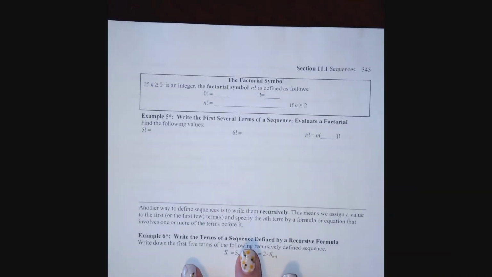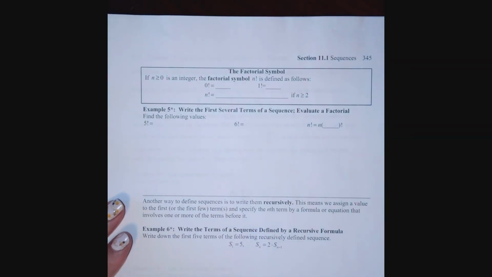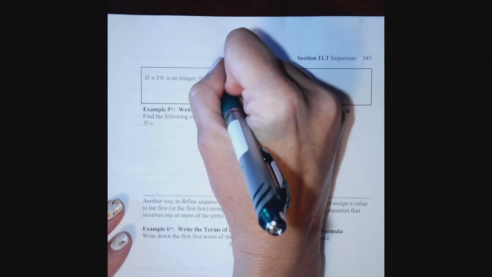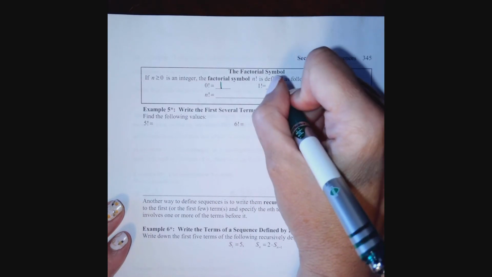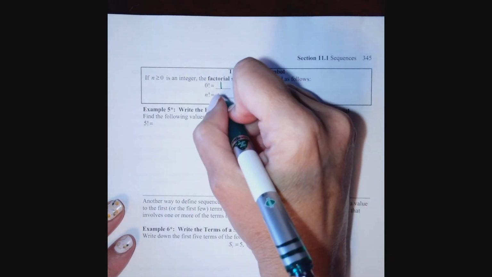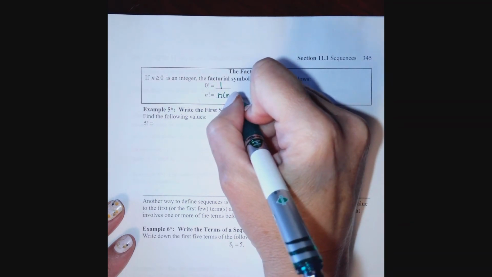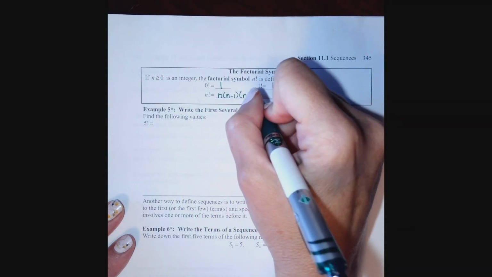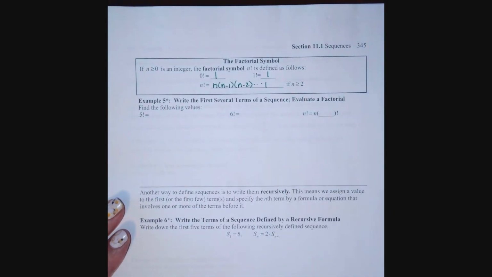And it's just defined as 1. So it is what it is. 0 factorial is 1. 1 factorial is also 1. In factorial, I start with n and I multiply my way all the way down until I get to 1, as long as n is 2 or more. Hopefully you remember working with factorials from a previous course.